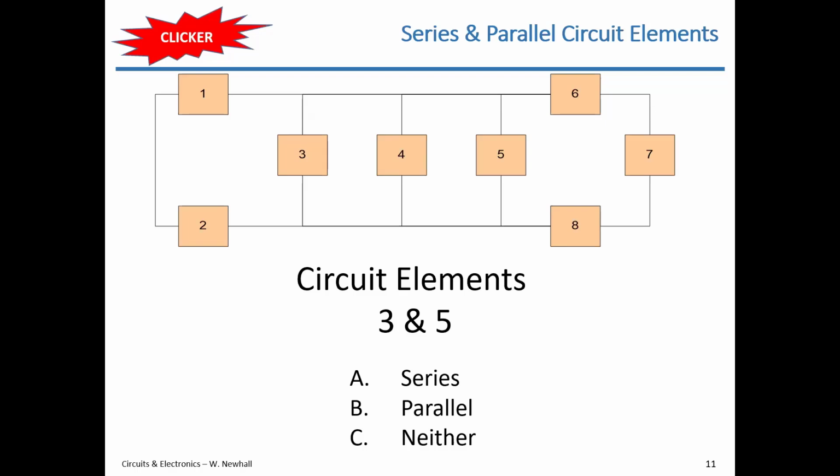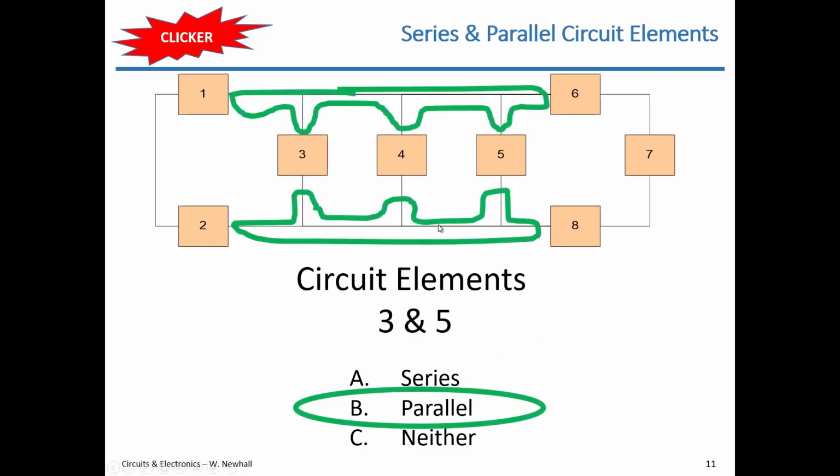Okay, all right, so let's work this one. So I'll show the answer. 3 and 5 connect to the same two nodes. Both 3 and 5 connect to the green nodes. So they're in parallel. And if you look at the current through 5, it doesn't necessarily all go through 3.